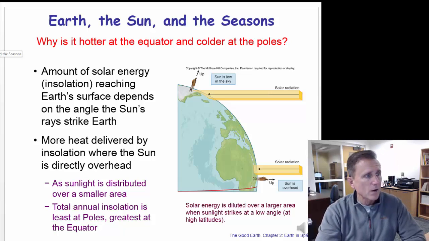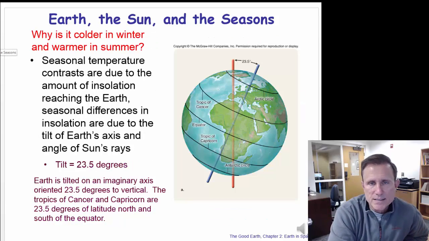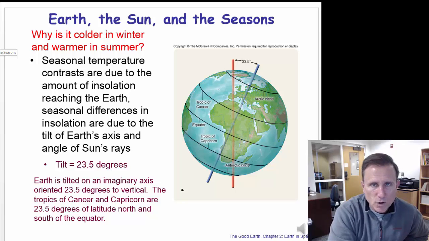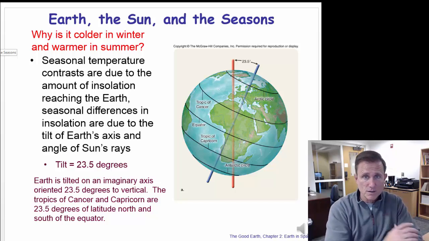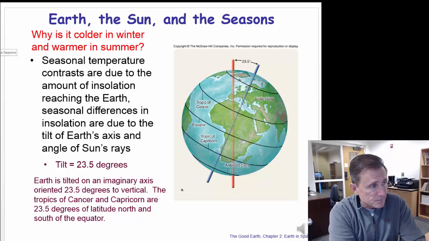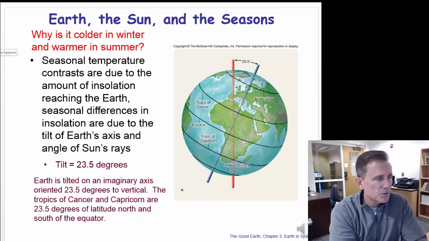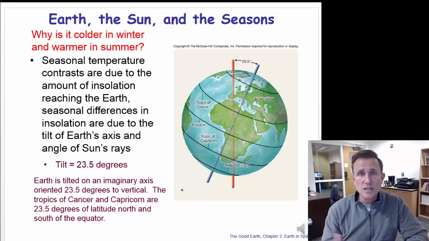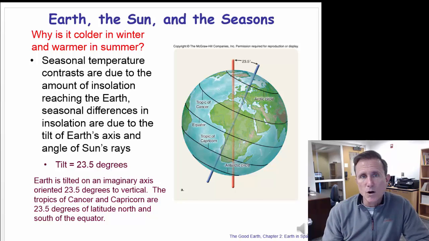Now, the Earth does not sit straight up and down in space. As we said, a collision with a Mars-sized object shortly after the Earth was formed probably helped to create the moon, but it also probably helped to tilt the Earth on its axis. So why is it colder in the winter and warmer in the summer? Seasonal temperature contrasts are due to the amount of insolation that's reaching the Earth. Essentially, what we just told you: the amount of sunlight that is reaching the Earth tells us whether it's going to be summer or winter.